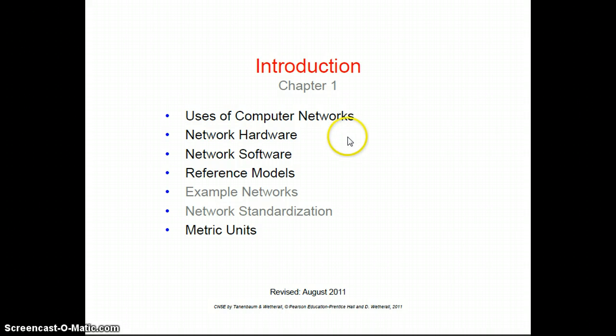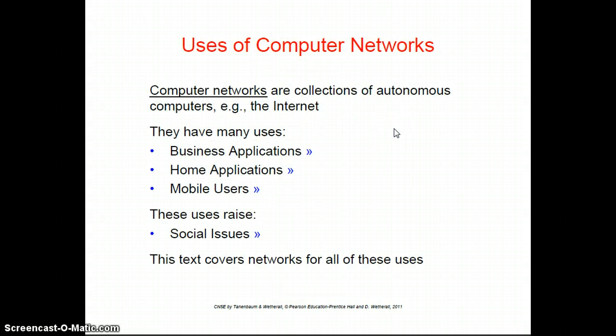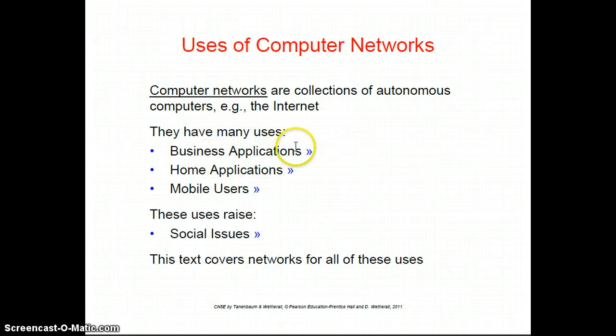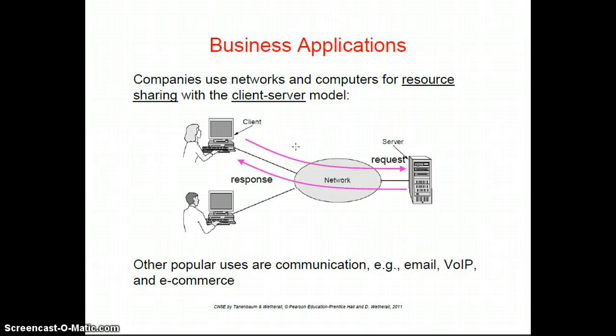When we start with the use of computer networks, it means that a computer network is a collection of autonomous computers, for example, the internet. They have many uses. One is business application, meaning the computer network is used at the level of business applications. Companies use networks and computers for resource sharing with the client-server model.